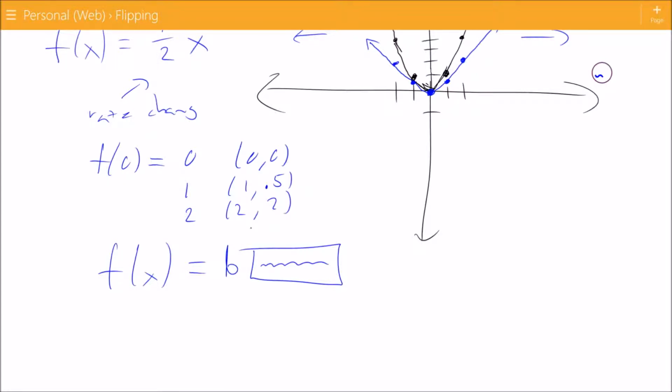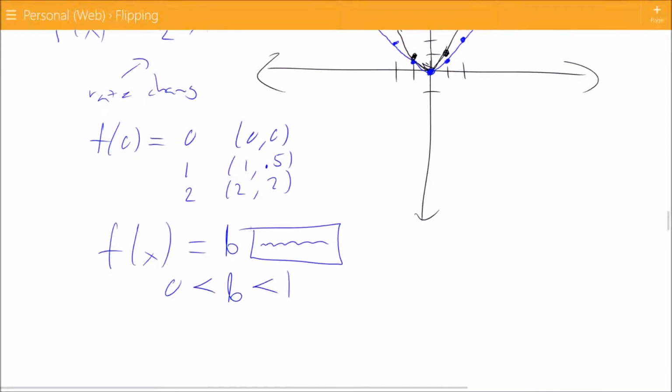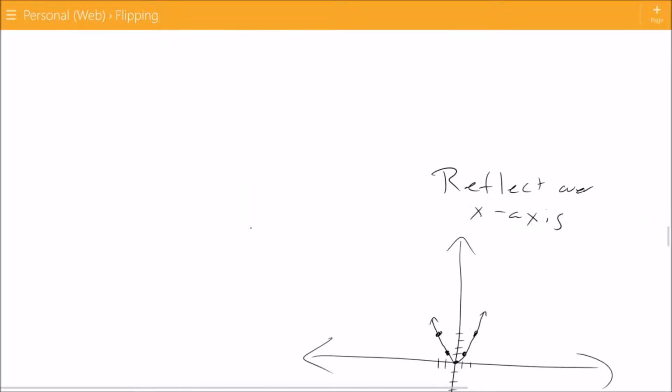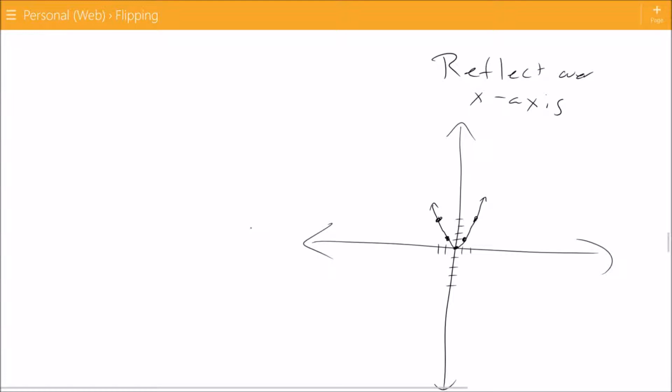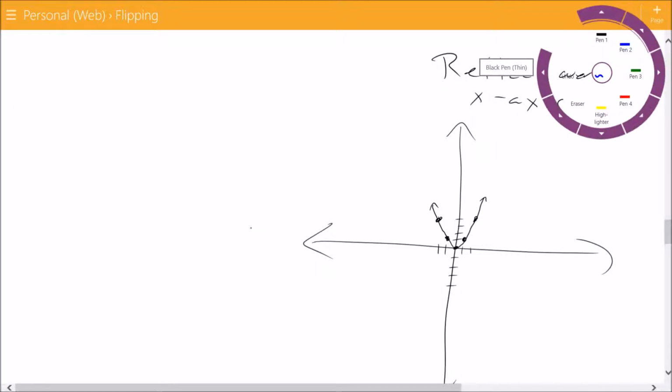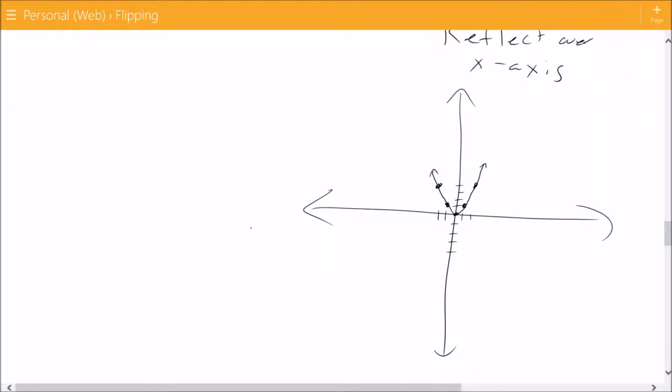And the rule for b is that b has got to be less than 1. It also quite technically must be greater than 0, because if it was 0, then there would be no function anymore. It would still be a function, but it would be a function of all values equaling 0, which is not very interesting. Now we're going to look at reflections, and again, similar process.